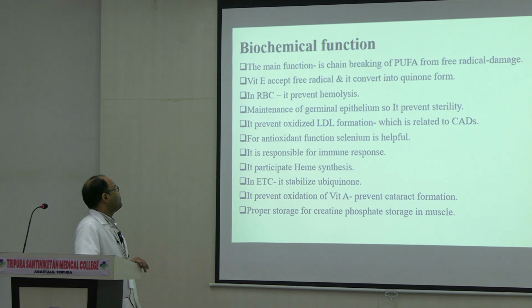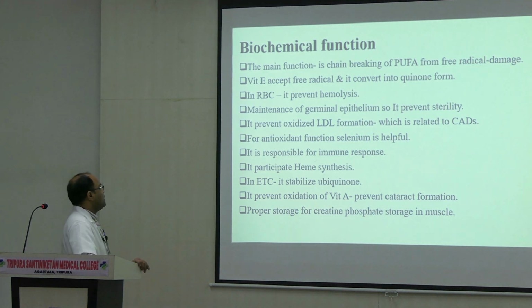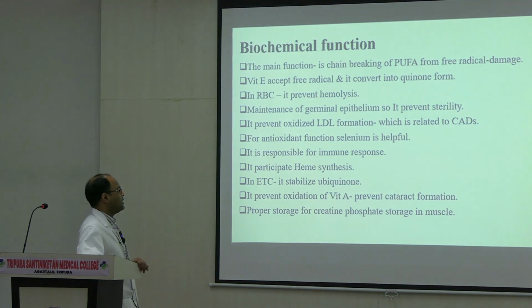So, quick review. Biochemical function of vitamin E: the main function is to prevent chain breaking of polyunsaturated fatty acid from free radical damage. Vitamin E accepts the free radical and converts into quinone form. Okay. In RBC, it prevents hemolysis. It works in maintenance of germinal epithelium, so it prevents sterility. It prevents oxidation of LDL, which is related to coronary artery diseases.